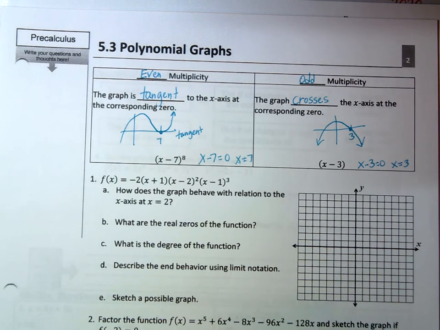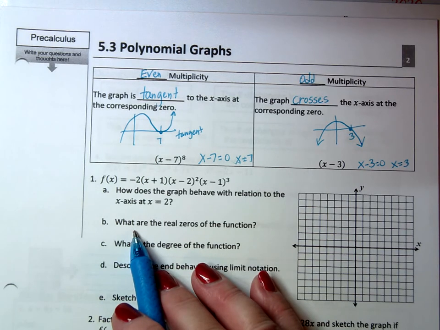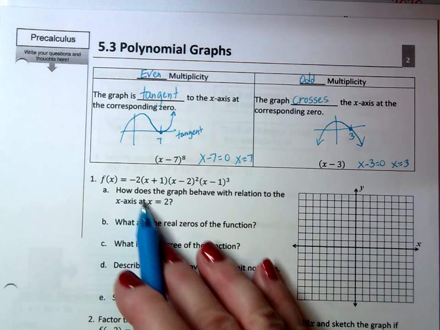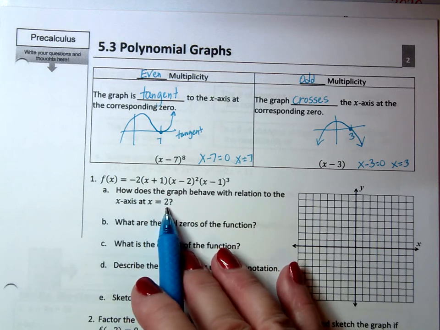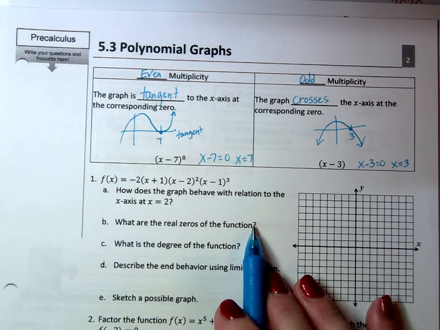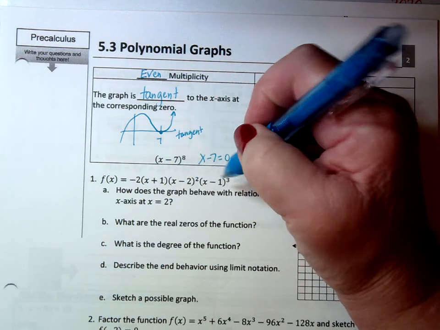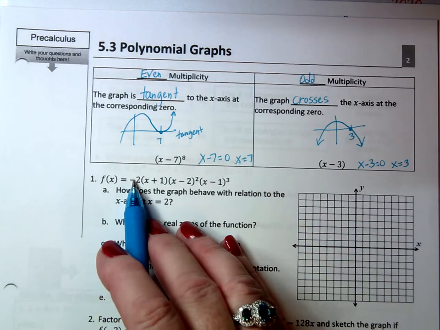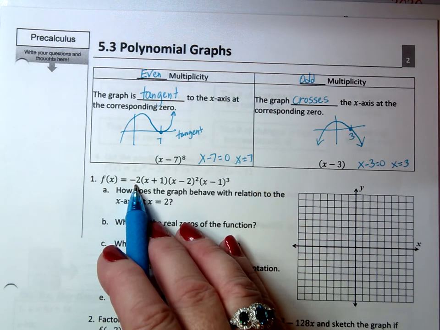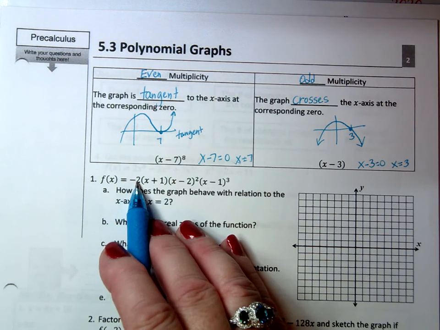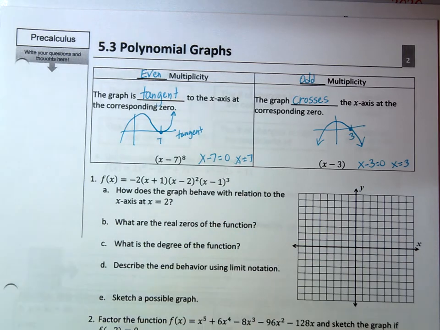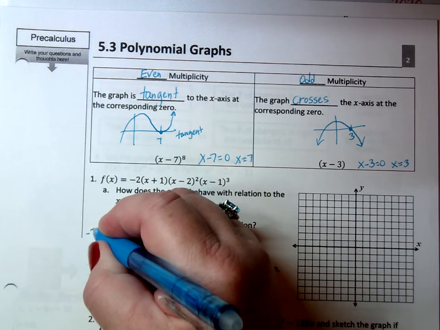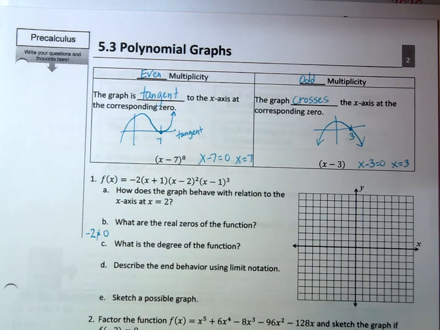Okay, so let's figure this out. Let's start with B. What it's doing at x equals 2, let's wait and graph it first, and then we can decide what it's doing at x equals 2. So what are the real zeros of the function? They come from setting each of these factor groups equal to 0. The first thing you've got is a negative 2. And that negative, we're going to talk about in a minute. But if I take negative 2 and set that equal to 0, that doesn't give me anything. So what are the zeros of this function? The first thing I'd be looking at is what I have factored out. But negative 2 can't equal 0, so I don't care.